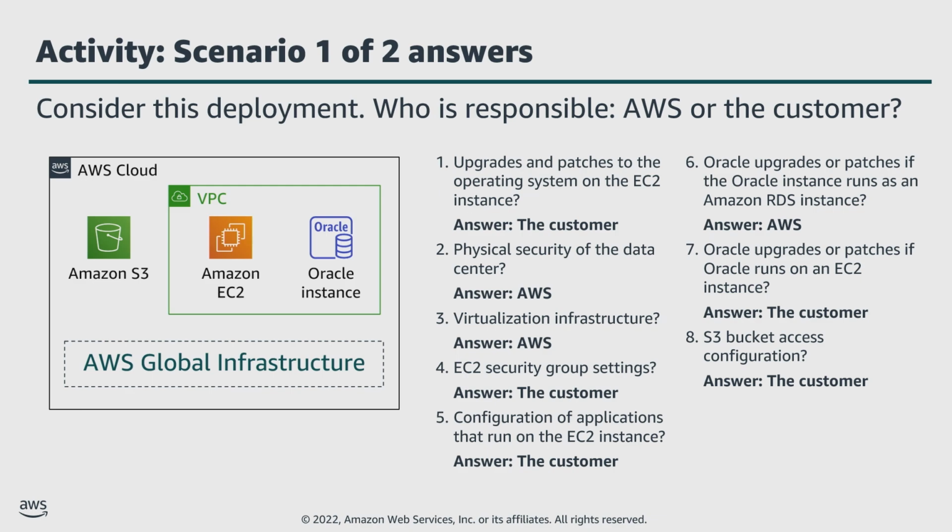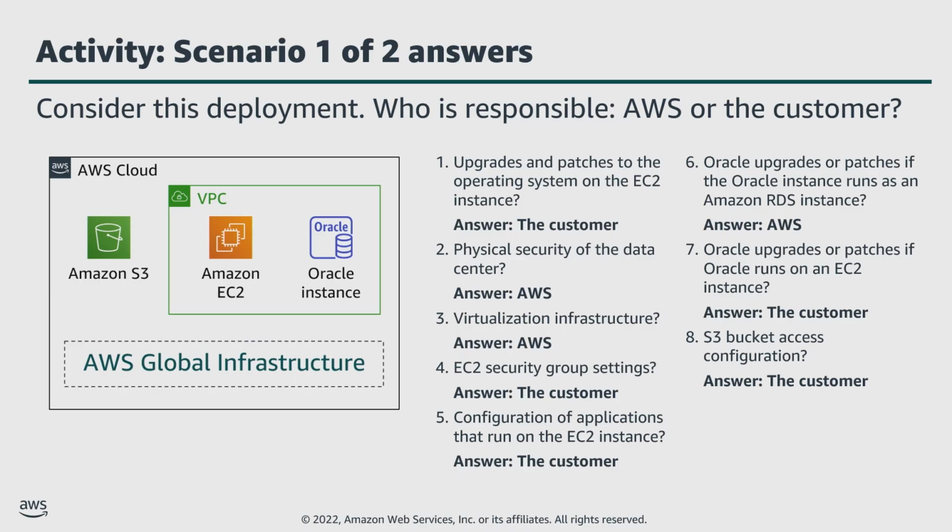Okay, let's look at the answers. First, upgrades and patches to the operating system on the EC2 instance are a customer responsibility. Number 2, the physical security of the data center, and number 3, virtualization infrastructure, are AWS responsibilities. Number 4, EC2 security group settings, and number 5, configuration of applications that run on the EC2 instance, are customer responsibilities.